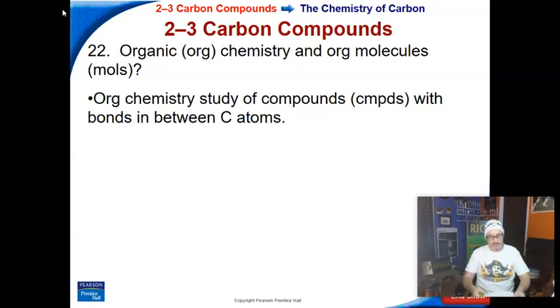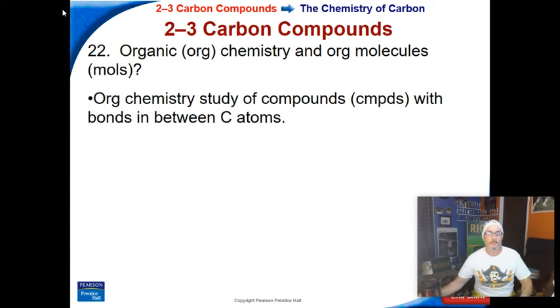So we are doing notes on section 2-3. All right. And 2-3 is all about organic chemistry, or most importantly, organic molecules. Organism, organic, it all basically means carbon. It's all about the carbon. All right. Here we go.